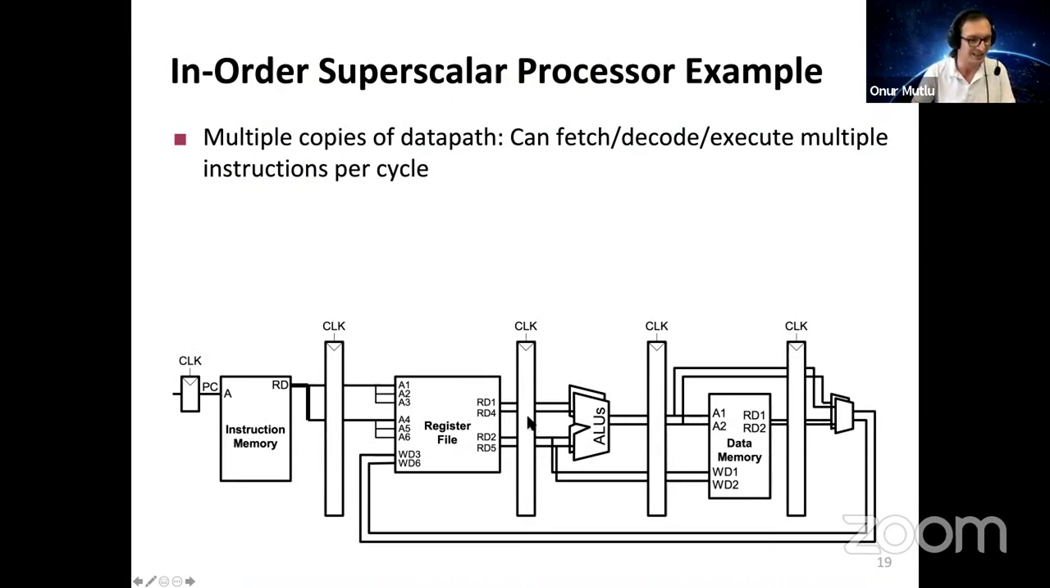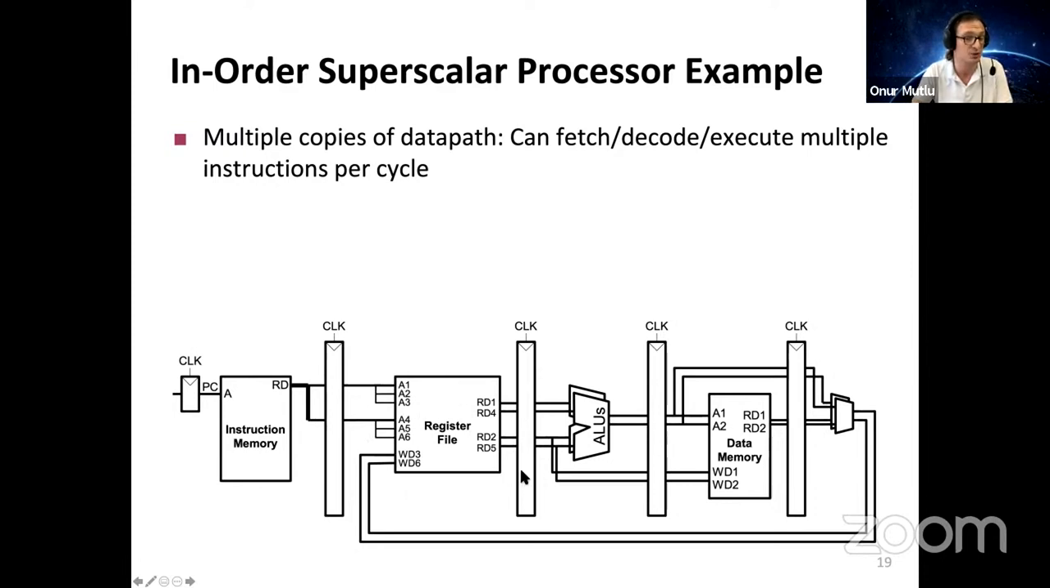Your book dedicates very little space to superscalar execution, but conceptually it's easy, as you can see. Basically, you have multiple copies of the data path so that you can fetch, decode, execute, retire multiple instructions per cycle. And you can see it here. Basically, you need to widen your instruction memory output so that you can read multiple instructions per cycle. And then you need to have more ports to your register file, or you somehow need to replicate your register file. I'm not going to go into the details of it, so that you can read two source registers per instruction. Here we have two, we can fetch two instructions per cycle.